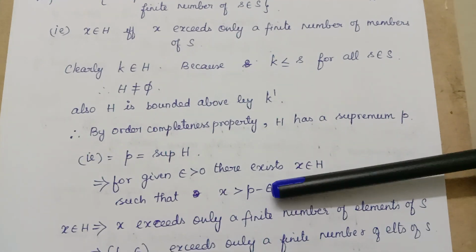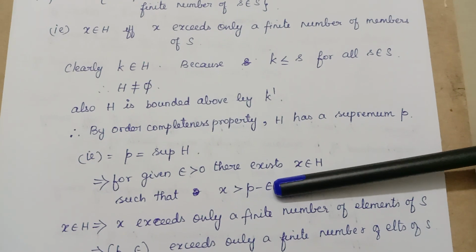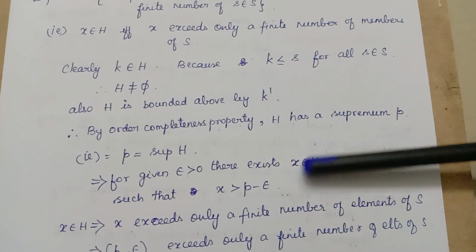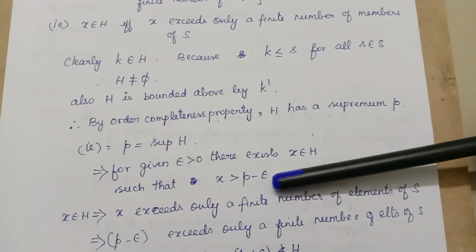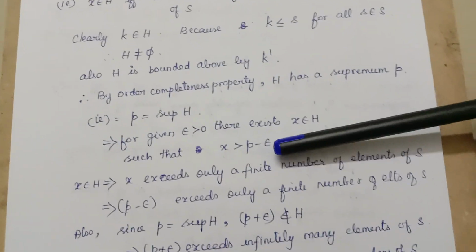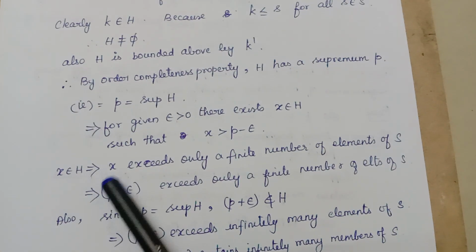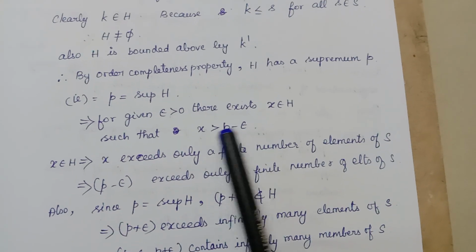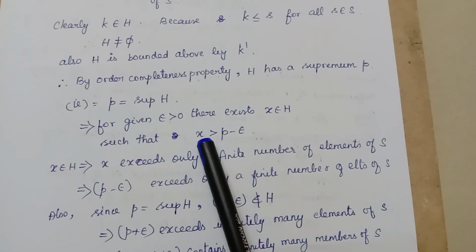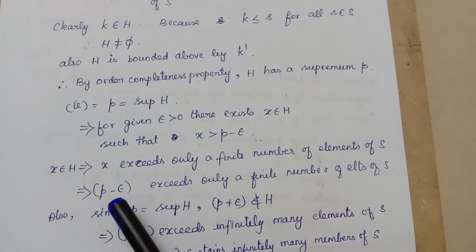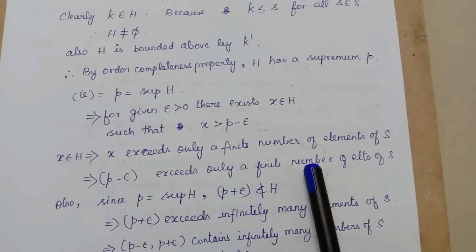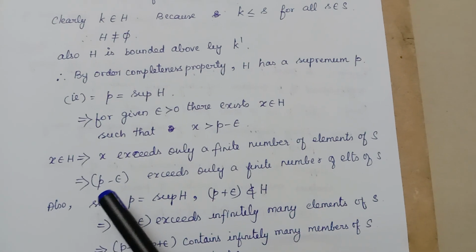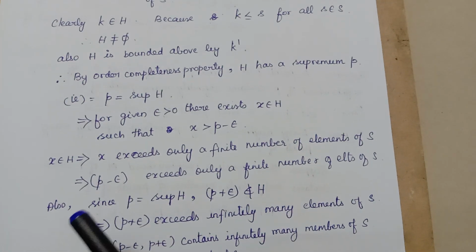So, if you take p minus epsilon, it will not be an upper bound for H. That means there exists at least one x belonging to the set H which exceeds p minus epsilon. Now x belonging to H implies x exceeds only a finite number of elements. But x is greater than p minus epsilon, no? So obviously p minus epsilon also exceeds only a finite number of elements of S. Therefore, this p minus epsilon belongs to H.